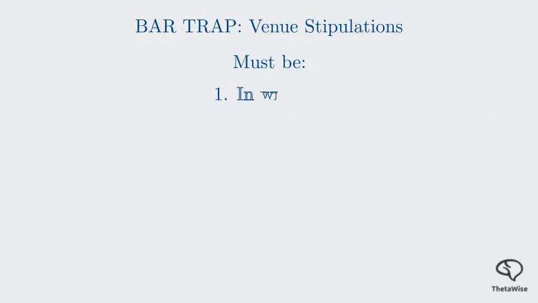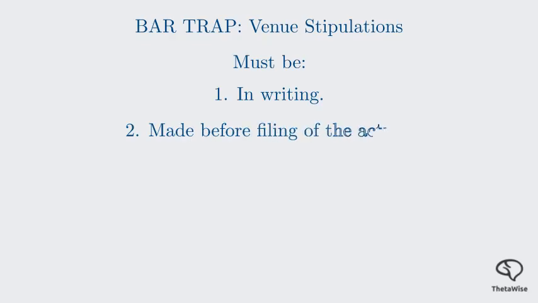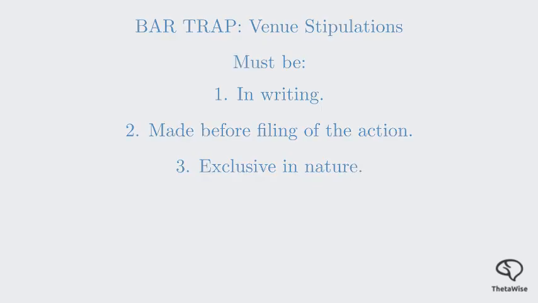First, the agreement must be in writing. This is crucial for proof. Second, it must be made before the filing of the action, usually as part of the original contract. You can't just agree on a venue once a lawsuit has already started. Third, the stipulation must be exclusive. The contract must clearly state that the designated venue is the only venue, typically using words like exclusive, sole, or only. A common bar trap involves a contract that is not exclusive.